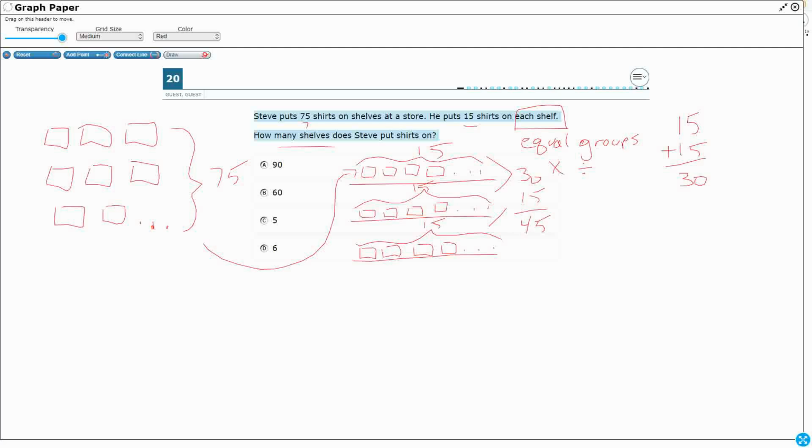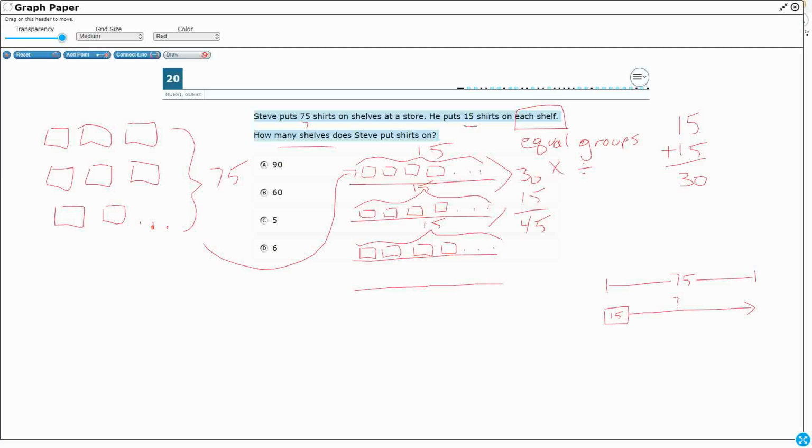Because really, here's what I'm looking at. They've given me the total. I want to draw a strip diagram. And my question is, how many sets of 15 can I put into that 75? I don't know how many sets. Right now, I've got 3 sets of 15, and it's 15, 30, 45. You see, we're skip counting by 15s, something that most of us probably aren't super comfortable with.